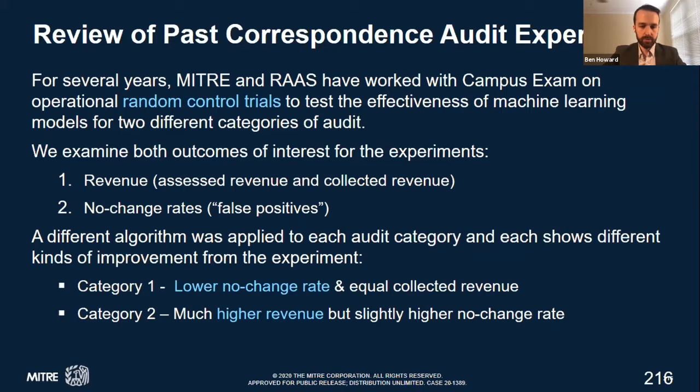And while results varied year to year and the algorithm that was applied to them varied year to year, looking back, we generally see that the algorithms applied to category 1 resulted in lower no change rate while maintaining equal collected revenue. And the algorithm applied to category 2 resulted in higher revenue at the cost of a slightly higher no change rate.